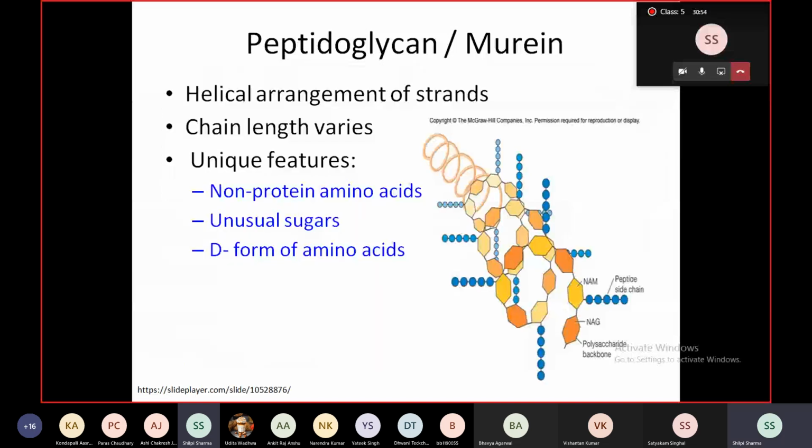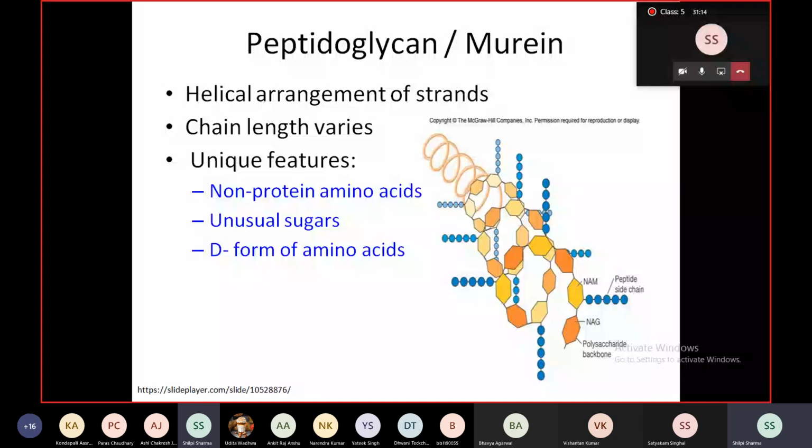Now the polymer strands, the NAM-NAG residues together which form this polymer, they are arranged helically, and with cross-linking it leads to a mesh-like arrangement. The chain length is also typical of a bacterium, varying from about 3 disaccharide units, disaccharide when I say it's NAM-NAG residue together, to about 250 such units.